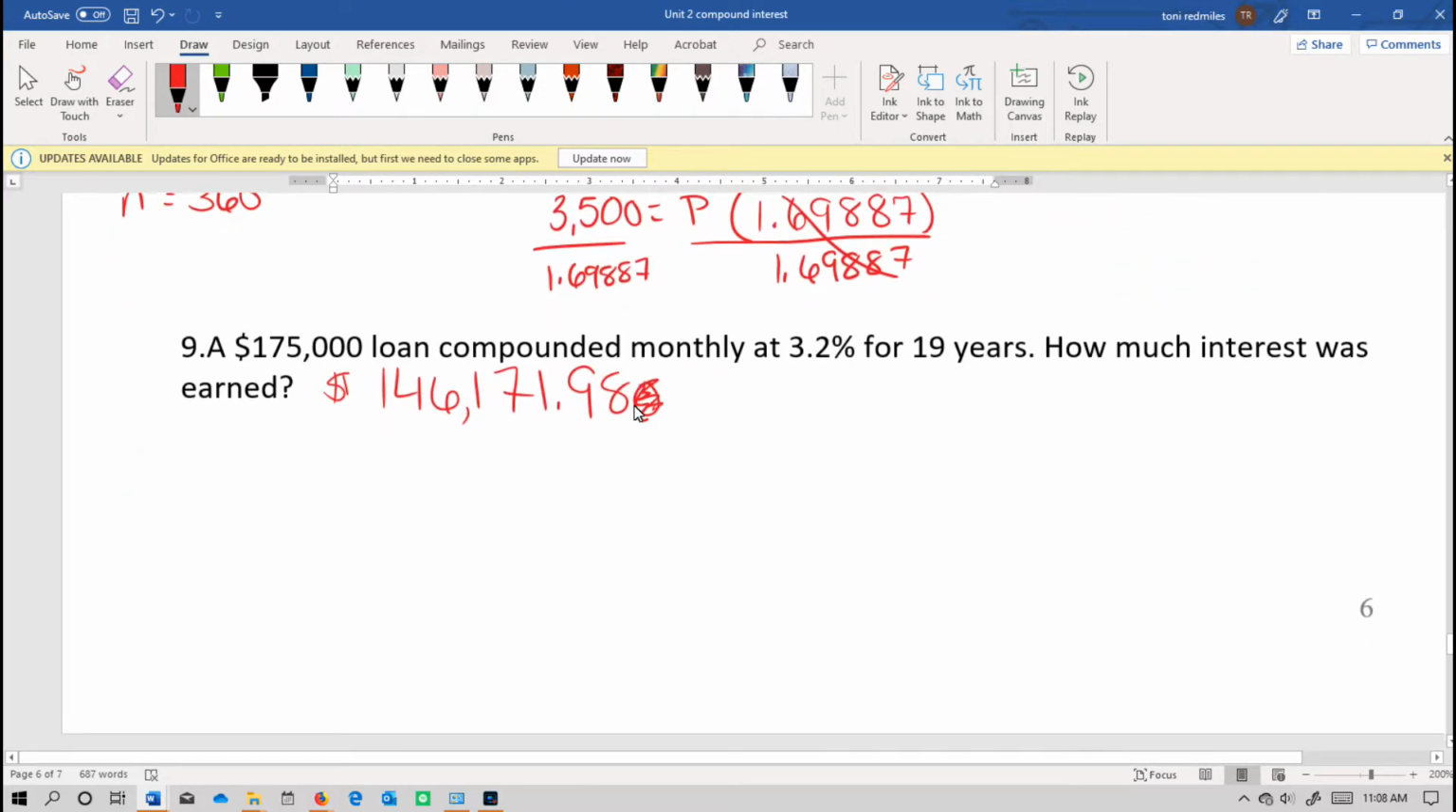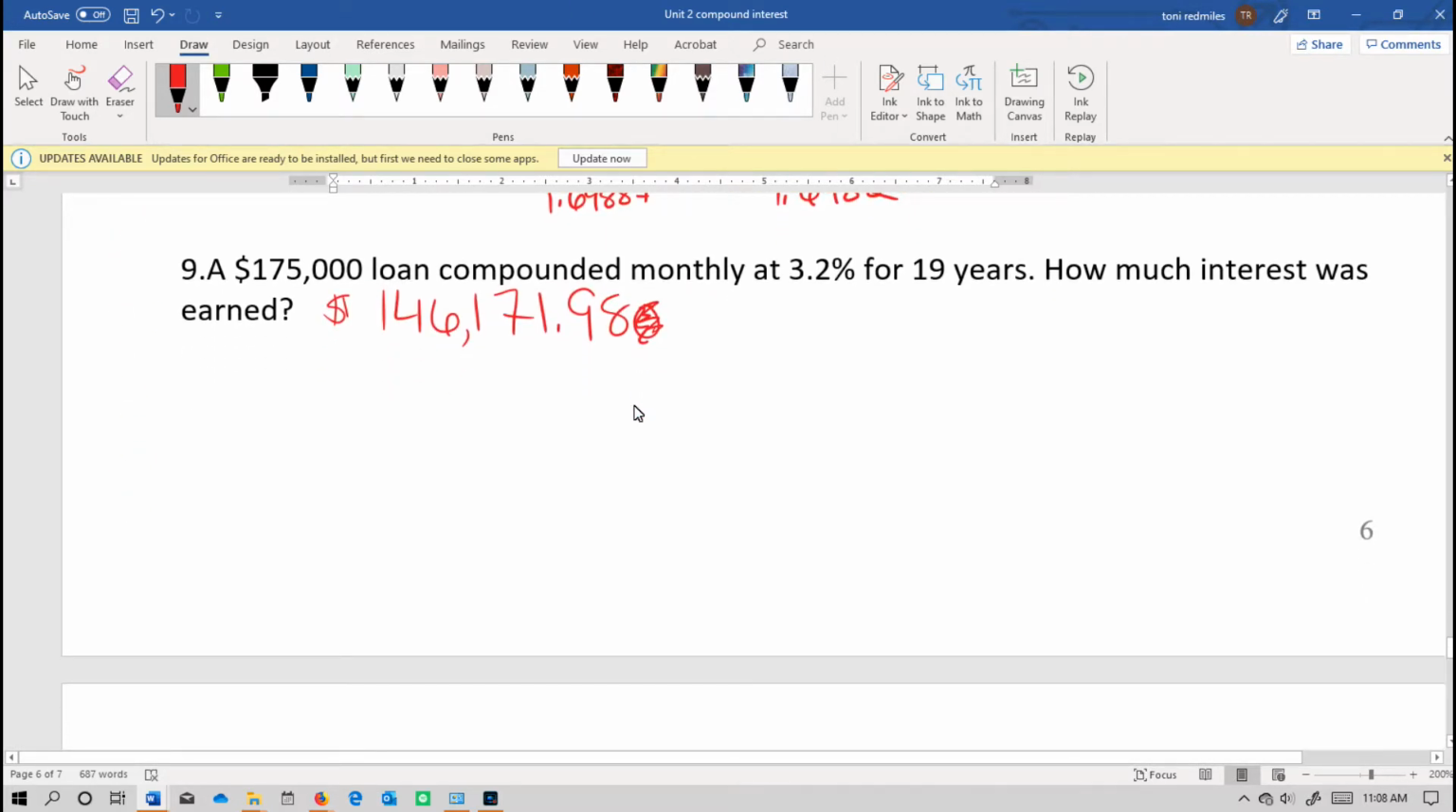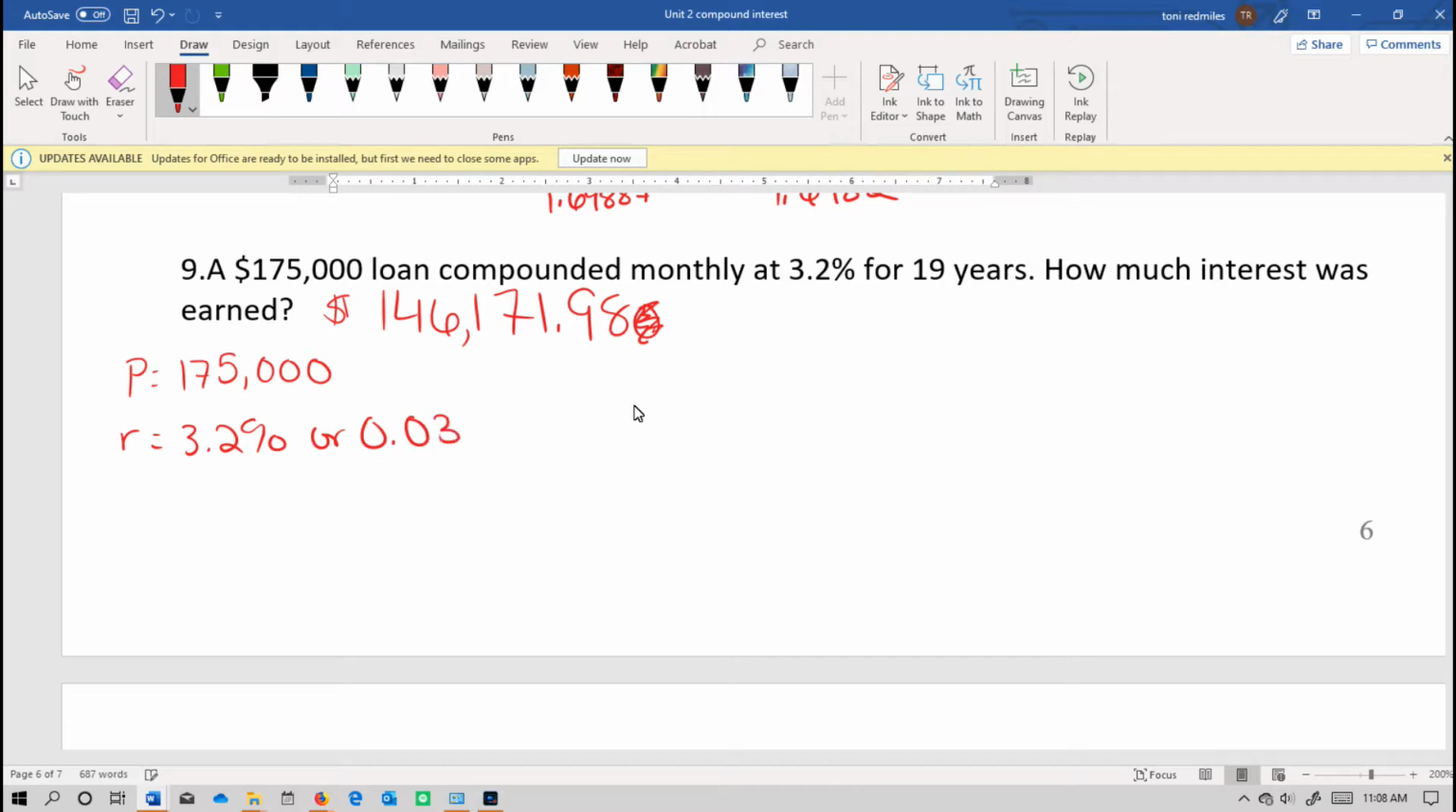Let's do the last one. A 175 loan compounded monthly at 3.2% for 19 years. How much interest would it earn? All right, so I got to write down everything that I know. And then I got to place it into my equation.